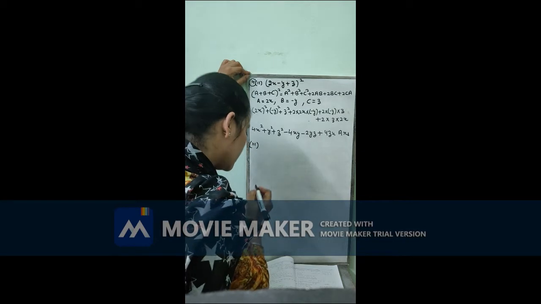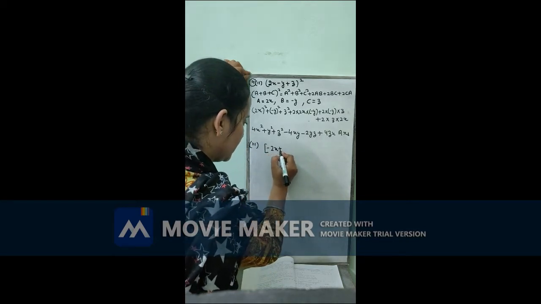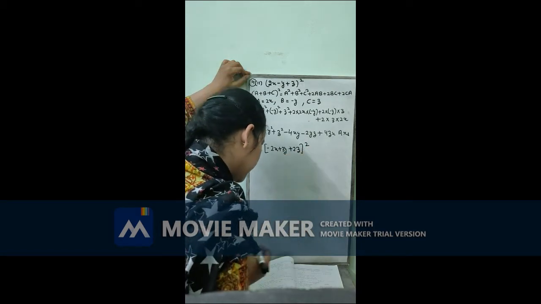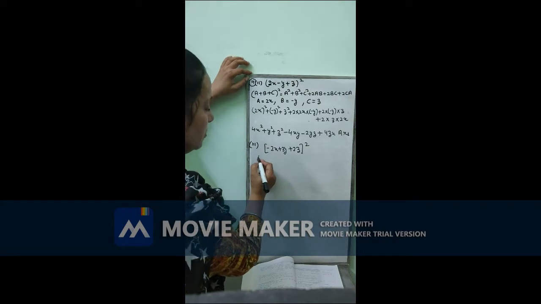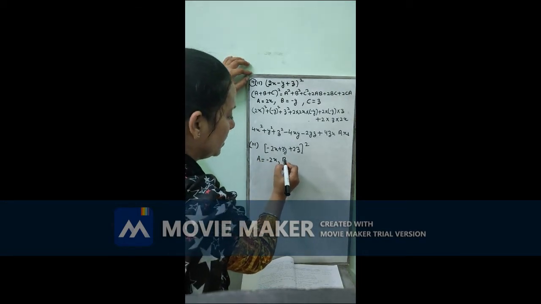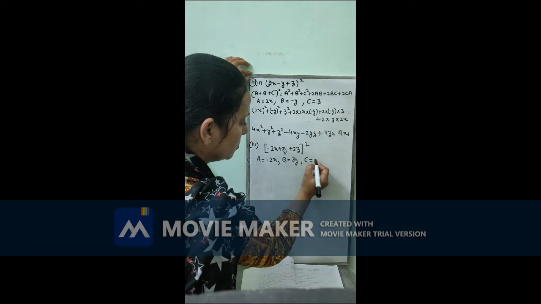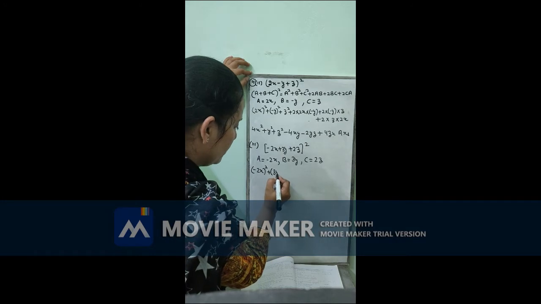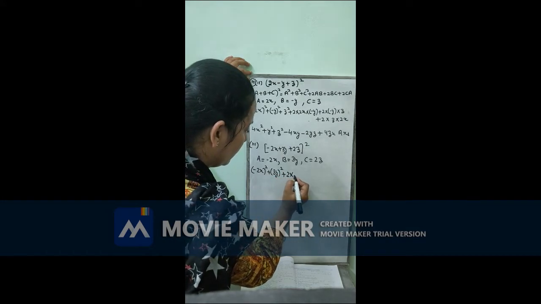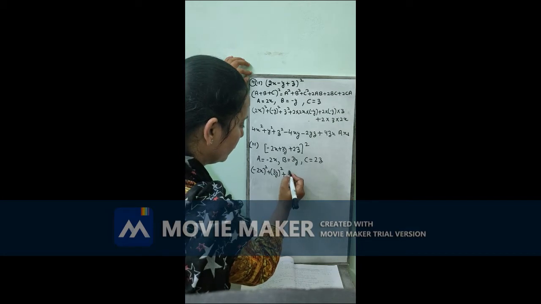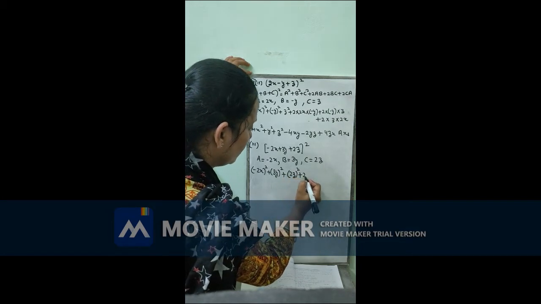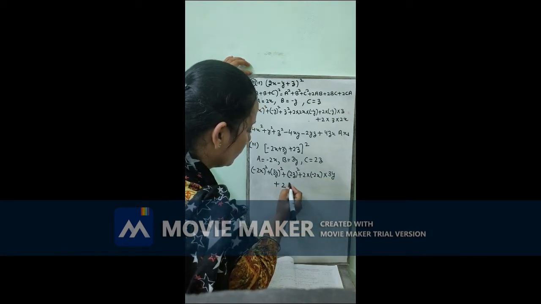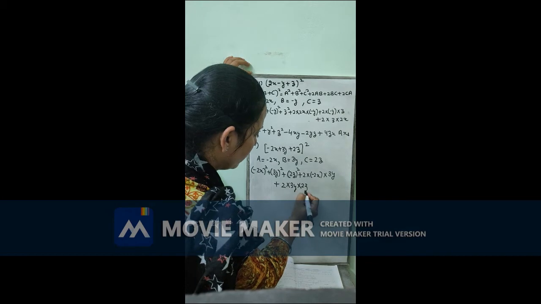Statement is minus 2x plus 3y plus 2z whole square. What you will do? A is minus 2x, b is 3y, c is 2z. A square, b square, c square, 2ab, 2bc, 2ca.